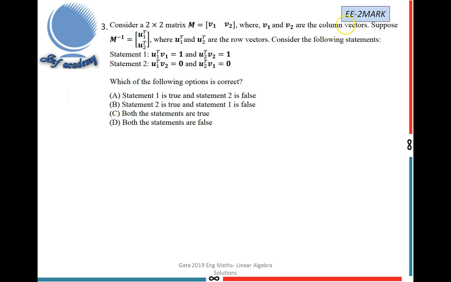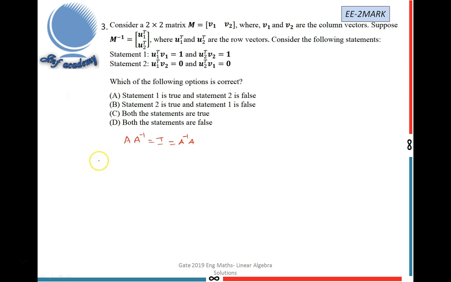It has 2 marks. First, here given M equal to V1, V2, that is, V1 and V2 are column vectors. So M is a 2 by 2 matrix. And M inverse is U1 transpose, U2 transpose, where U1 transpose and U2 transpose are row vectors. So M inverse is also a 2 by 2 matrix. By the definition of inverse, A into A inverse equals I, and A inverse into A is also I.